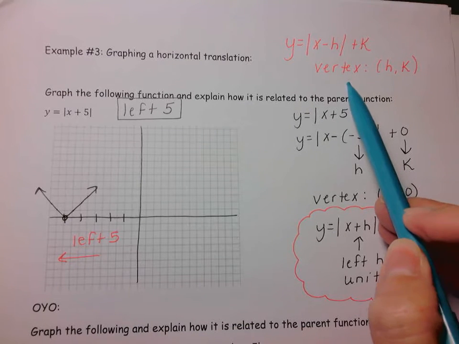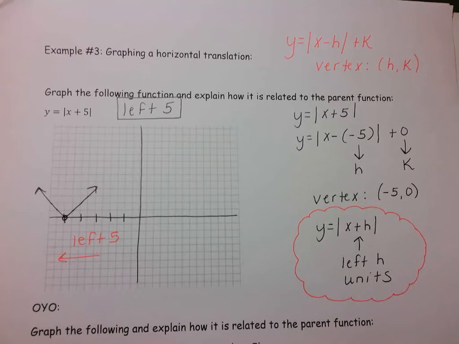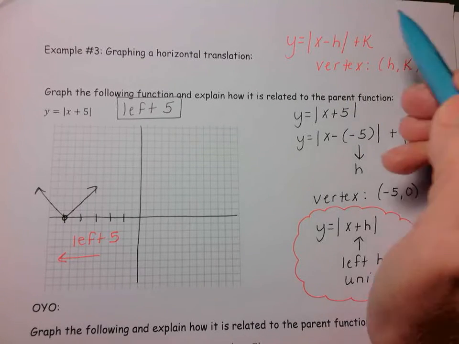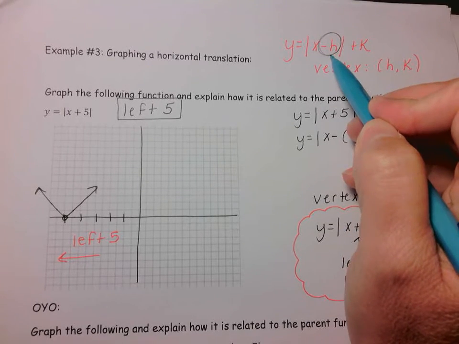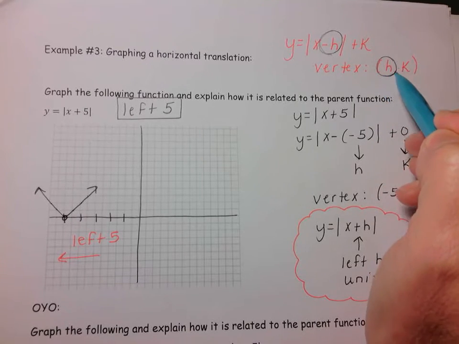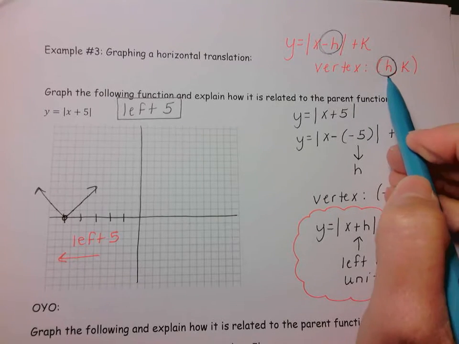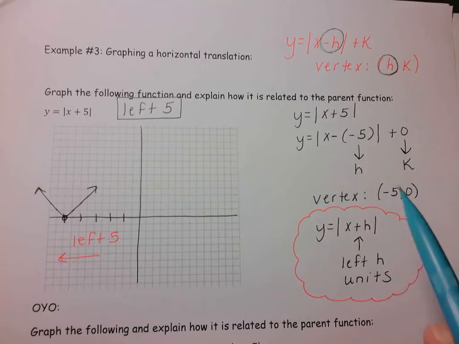Well, first of all, remember what the equation of an absolute value function is, and remember what that tells us about the vertex. And be careful, because in this equation, this is -h. So your vertex is h. So your vertex, the x-coordinate of your vertex, is always going to be the opposite of this. So let me give you an example.